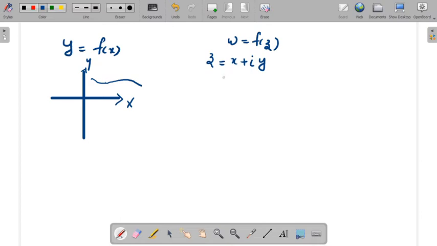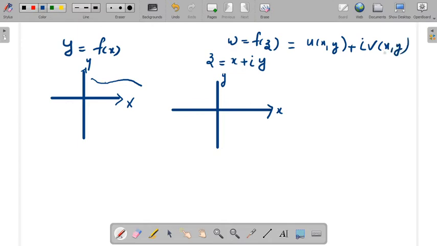So to represent z itself, we have seen we need a plane. We call that plane the z plane. So in the z plane, we have the two real variables x and y. And when you come to the function w equal to f of z, when you substitute z as x plus iy, it becomes a function in x and y, which we write as u of xy plus i v of xy. The z plane is the plane in which we plot the values of z.